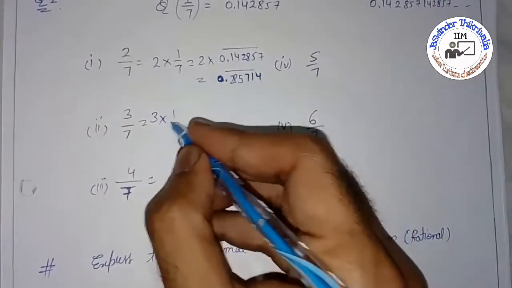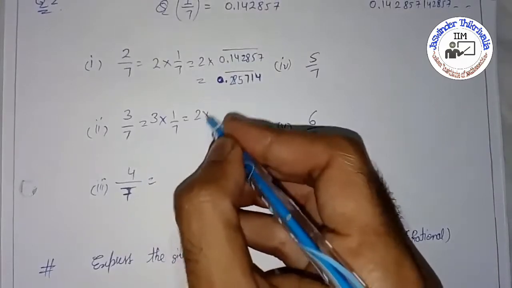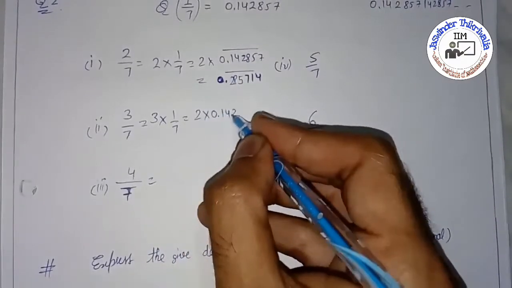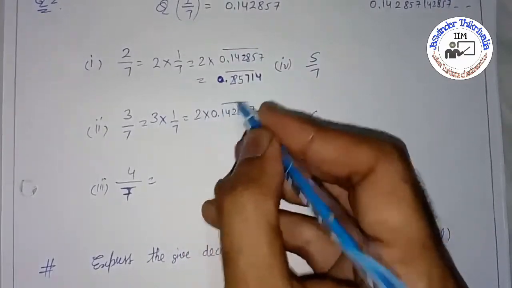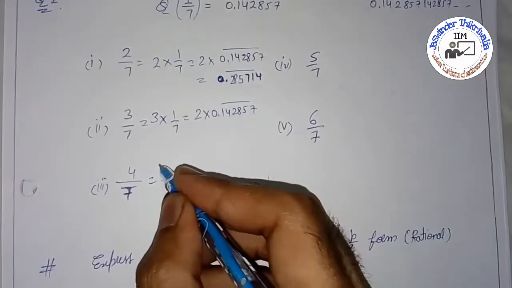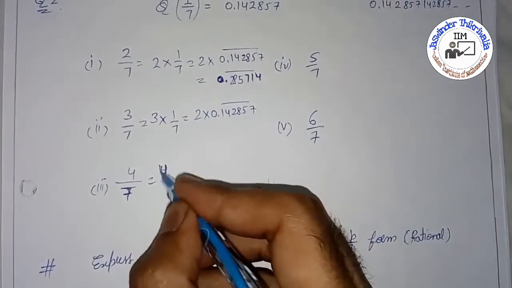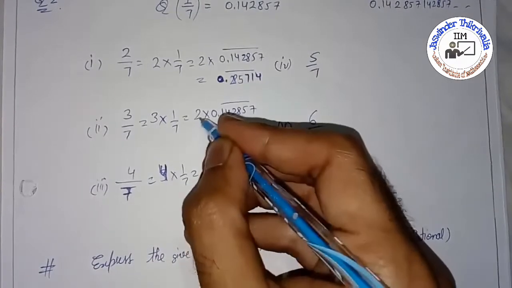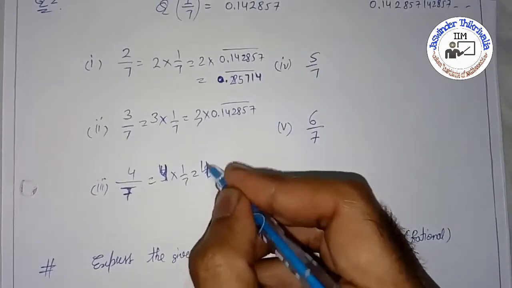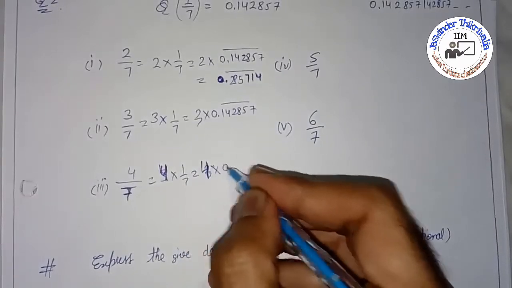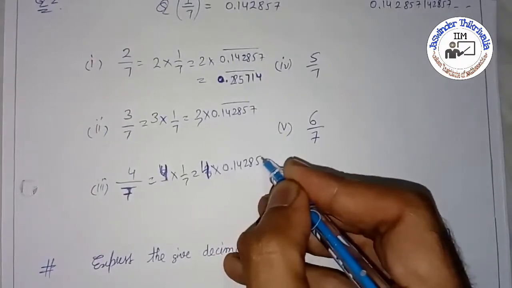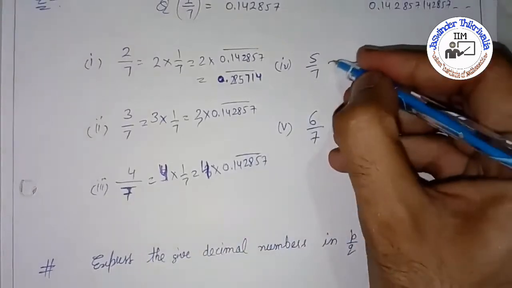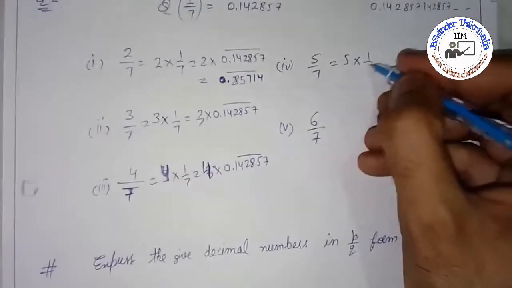What is the expansion of 1/7? That is same, 0.142857. Okay, so you just have to multiply with the value of 1/7. Here 3 will come, here it will come 4. Okay, multiply with the decimal expansion of 1/7. In all parts you will do this way only.